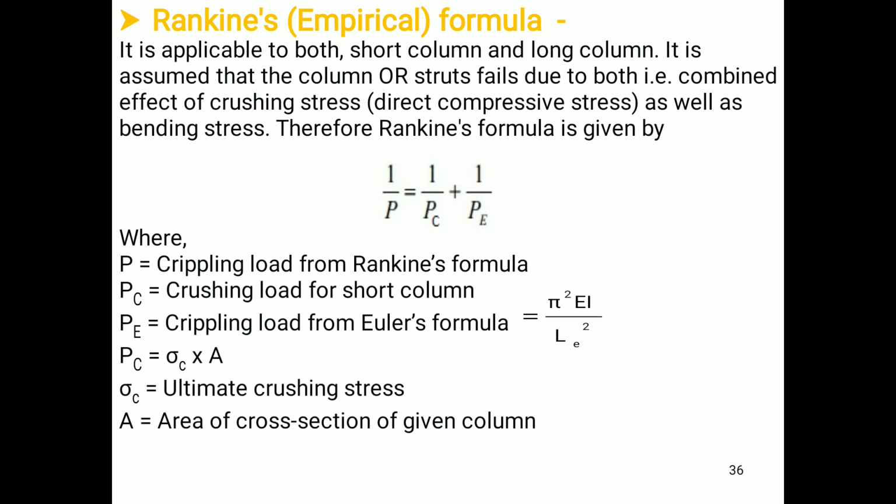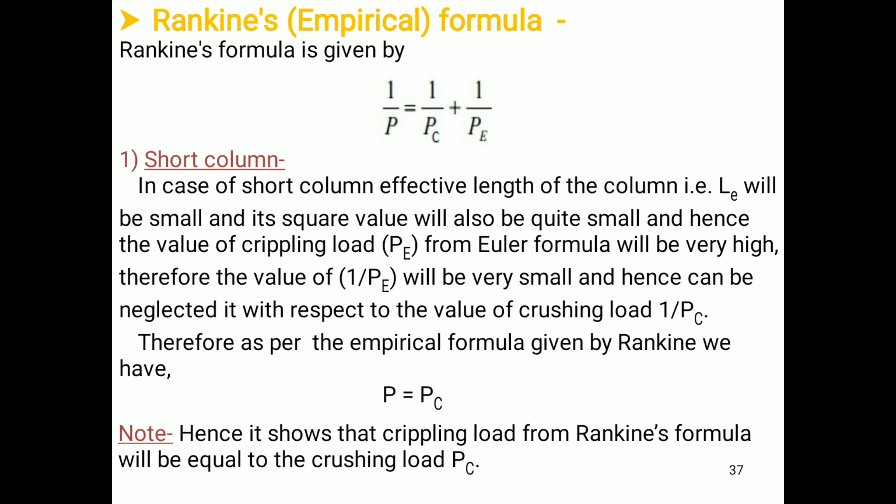Sigma c is the value of ultimate crushing stress that we can use to find out the value of crushing load for the short column, and A is the area of cross section of the given column. It may be a rectangular cross section, a square cross section, or a circular cross section. Now, as we know that Rankine formula is applicable to both short column as well as long column, each column we are going to discuss in detail. First of all we will discuss the Rankine formula for the short column.